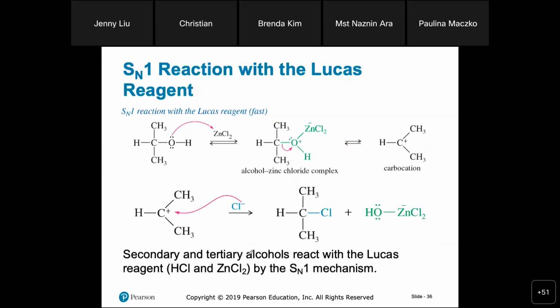As I said, the SN1 reaction with the Lucas reagent is much faster. So when we do the SN1 mechanism with the same reagent, we can save time, following a similar mechanism: protonation, good leaving group, formation of carbocation, and then attack of the nucleophile is here.